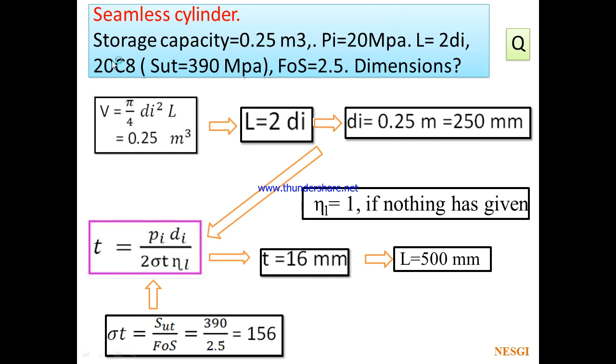Let us see one simple problem on a cylinder. The storage capacity is 0.25 cubic meter. The inside pressure Pi is 20 megapascal. The length of the cylinder is equal to 2 times the inside diameter. It is made of a material with ultimate strength of 390 MPa. The factor of safety is 2.5. We need to find the dimensions. Dimensions of the cylinder means length, inside diameter and thickness. So these three parameters we have to find.